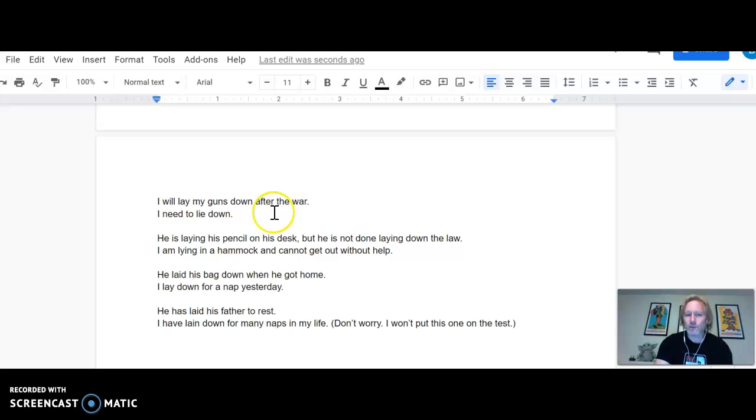And here's where it gets a little tricky. He laid his bag down when he got home. I think all of you would say that, but most of you would not say this. I lay down for a nap yesterday. We're kind of in the habit of saying I laid down for a nap yesterday, but the past tense of lie is lay. Past participle, he has laid his father to rest. You might see that on a quiz that I give you, but I promise I won't do this one to you. I have lain down for many naps in my life. I don't think too many people are using the word lain, fairly antiquated.